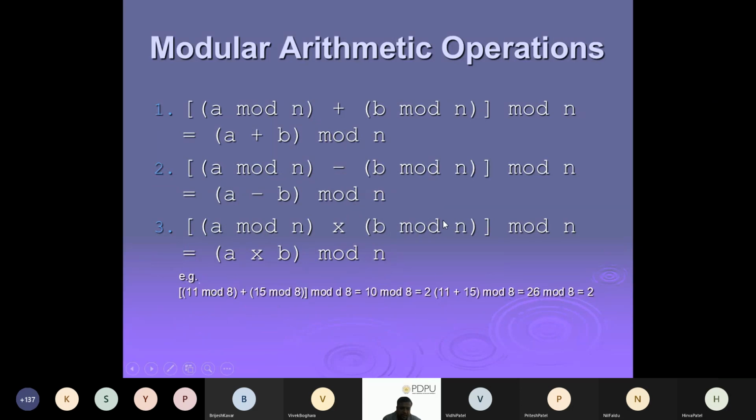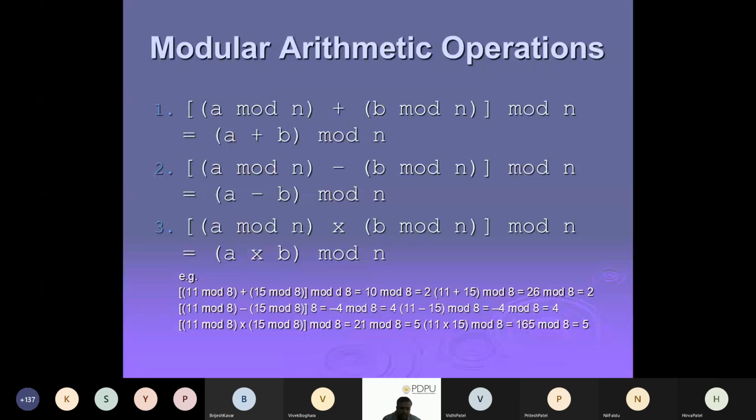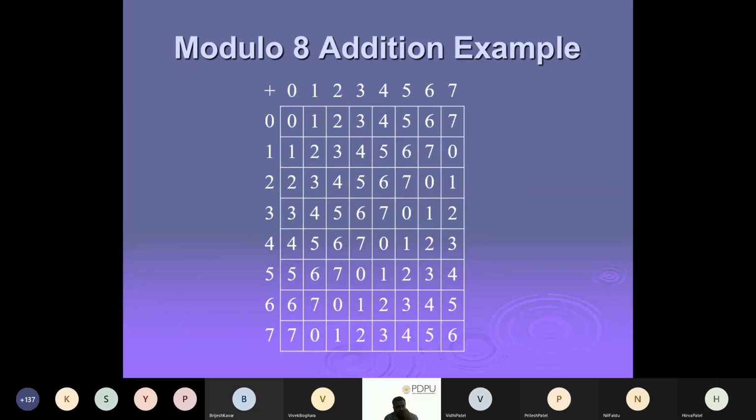So this is an example of the first property, the second one, and the third one. Rather than multiplying the larger numbers 11 into 15, we can take the reduced values and then continue with the mod. It is easy to take 20 mod 8 compared to 165 mod 8. Now one table you can see here is the modulo 8 table. The moment it is 8, it means values from 0 to 7. That is the way to always use it, because with an n, modulo gives you all possible values from 0 to n minus 1.